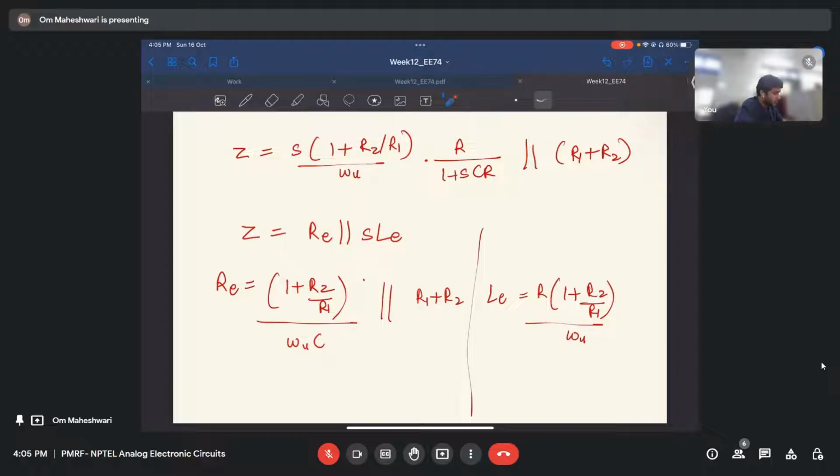So R value is given, 399K. R2 by R1 are the same, 23 and 19. Omega u is 11 megahertz. So let us see what L is.